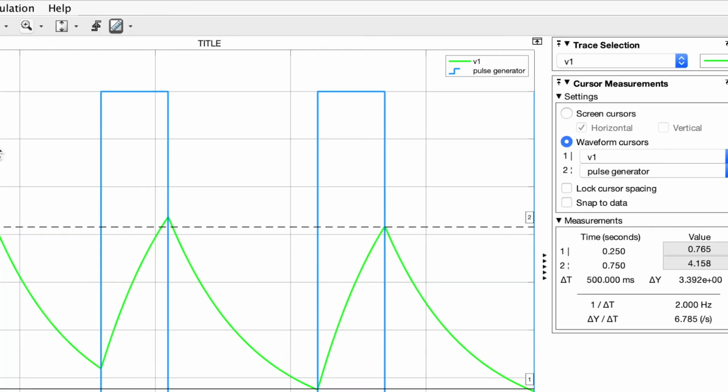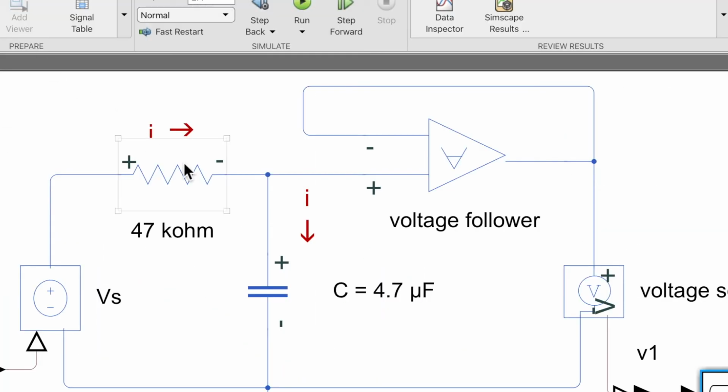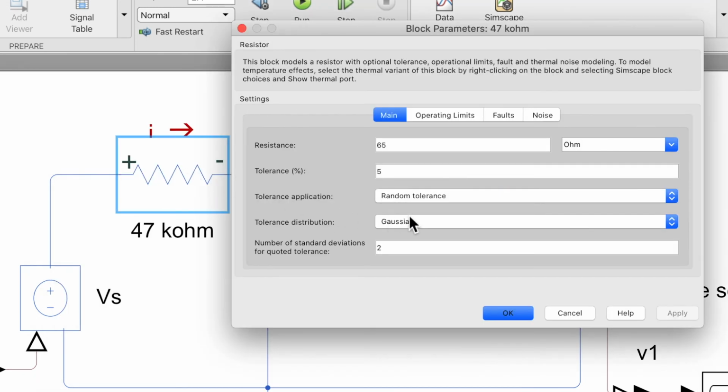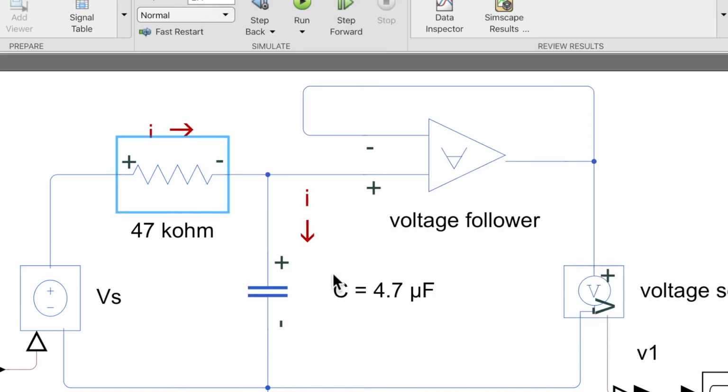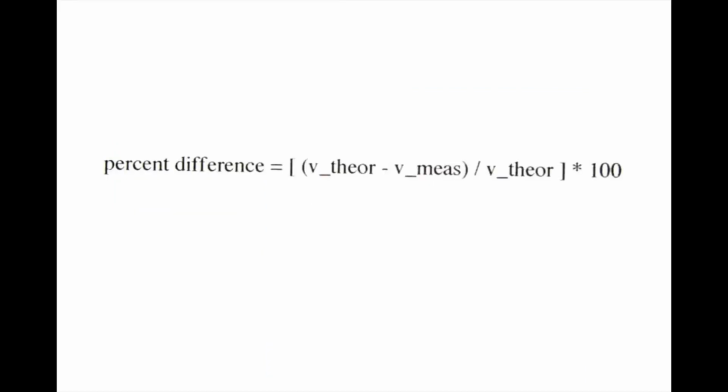And going back to the simulation, we can look at the resistor and see that the tolerance is 5%, which is typical of the kind of resistors that you can buy. And it has a Gaussian variation. And the capacitance also has that 5% variation between different samples. Therefore, your percentage difference is going to be in the range of probably 5% or a little less because the resistance and capacitance values change. So mark down and find that percentage difference using this standard equation here.